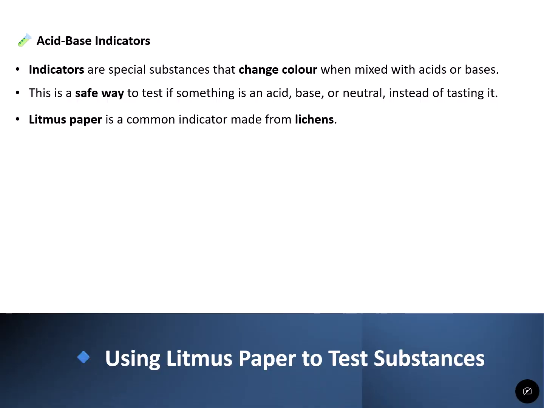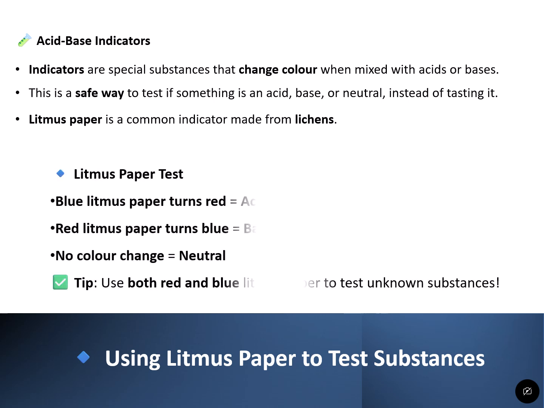Now, remember I told you that you use litmus paper. This is an acid and base indicator. You use this to test whether a mixture is an acid or a base, and it is safe instead of putting it into your mouth and causing problems. Litmus paper is made from lichens.